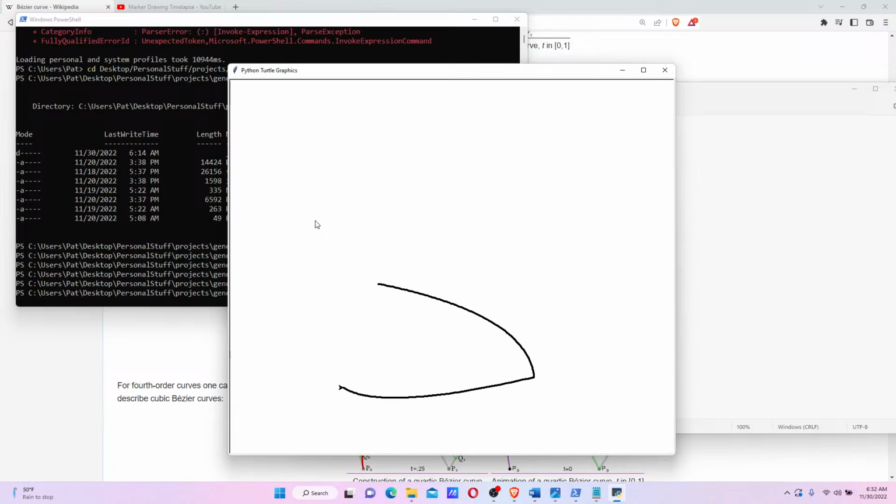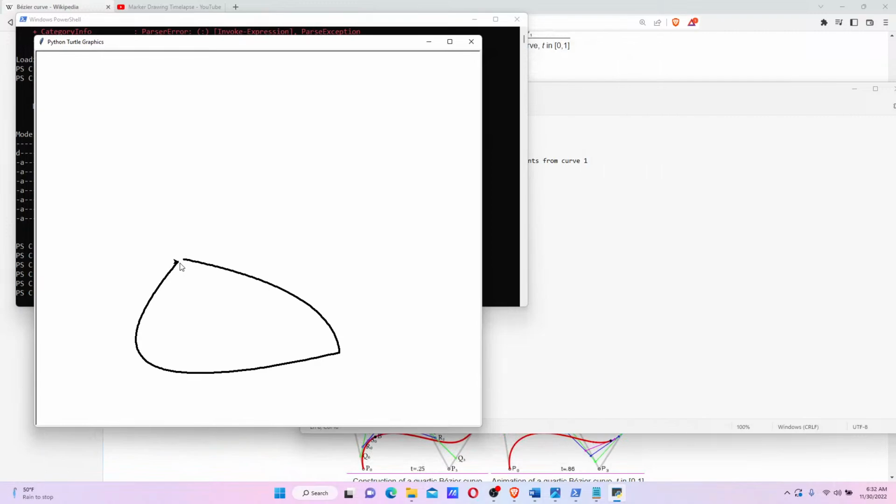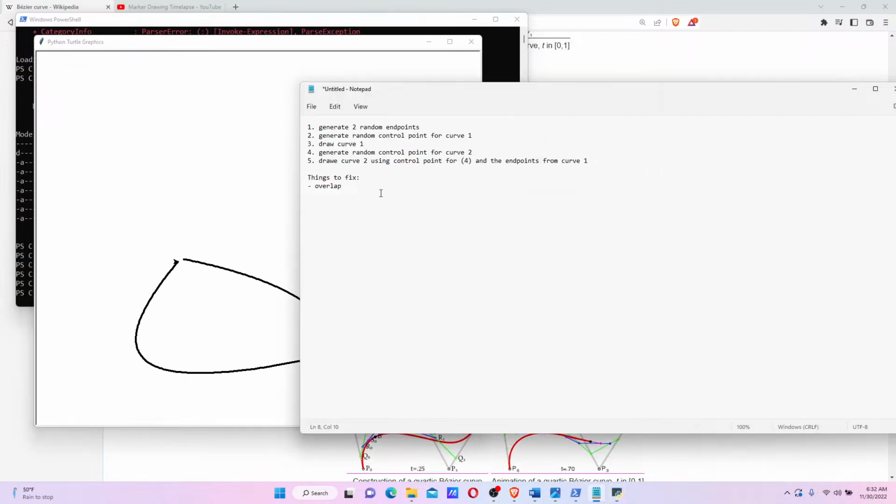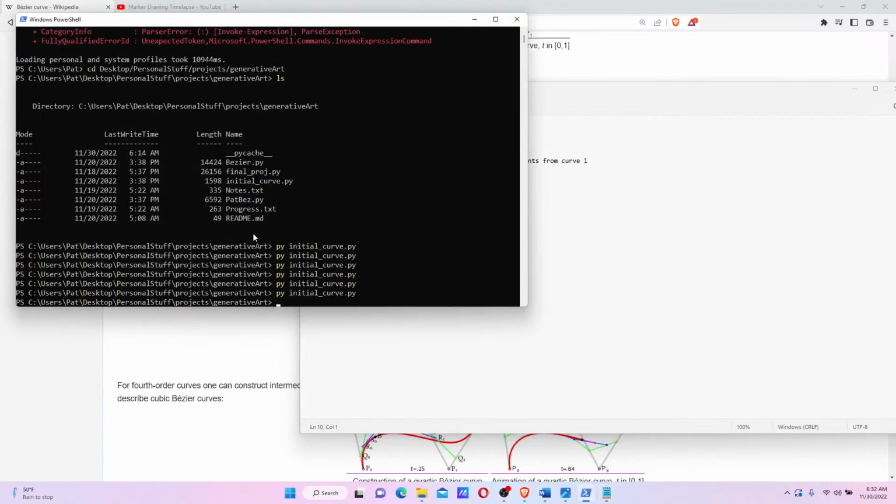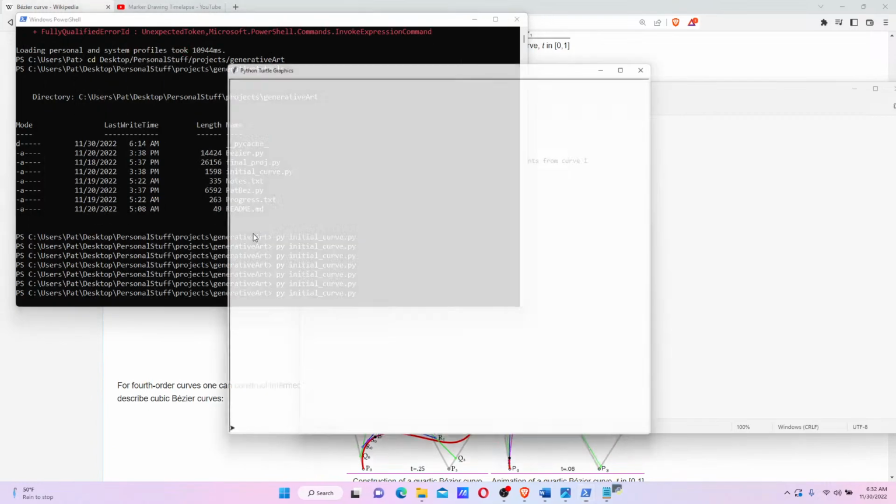Selecting the second control point so that there isn't an overlap. Oh, and also this problem of the points don't quite meet up. Overlap between curves and endpoints not quite matching up. Let's see if there's anything else.